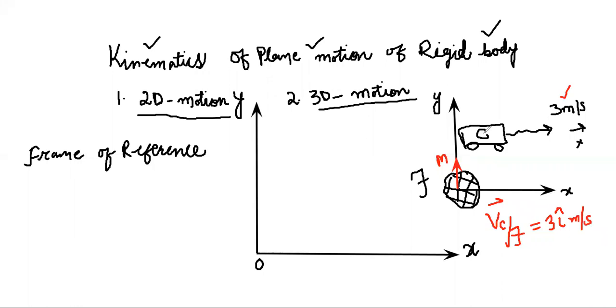Now, let's suppose there is a boy inside the car. When we ask the boy what is the velocity of the car with which you are moving, the boy will say that with respect to me, the car is at rest. So the velocity of the car with respect to the boy's frame of reference is 0.